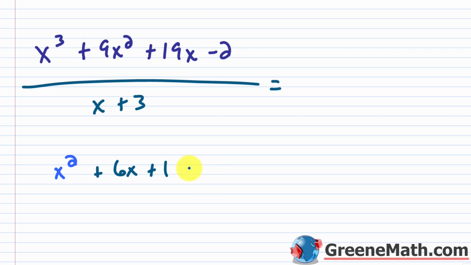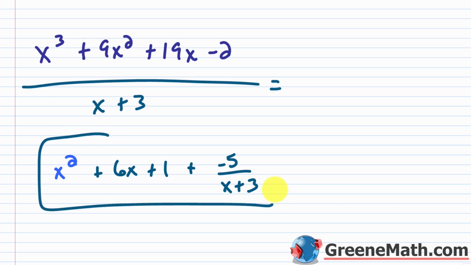So you could go minus 5 over x plus 3 like this, or a lot of people put plus and make this negative. However you want to do it, this is your full answer right here, okay? If you want to report it. So x squared plus 6x plus 1, plus you get negative 5 over x plus 3.